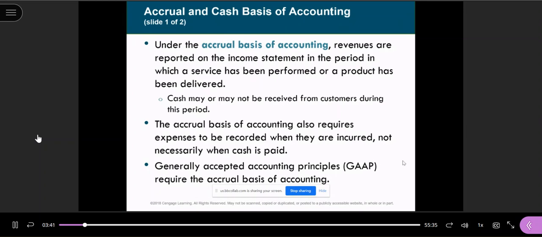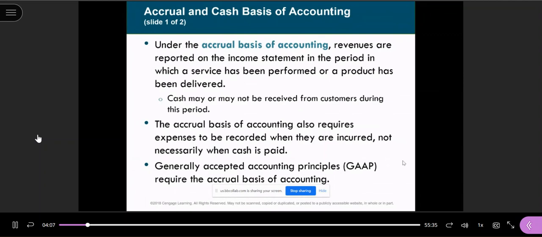So for example, when we earn revenues, we provide a service, we've completed a job, we record that revenue even if that customer doesn't pay us right away, right? So we debit our accounts receivable, we credit that fees earned. Same thing if we're dealing with our expenses. So we might have a utility expense that we got in the mail, but we are not paying that bill until next month. That creates that accounts payable for us.